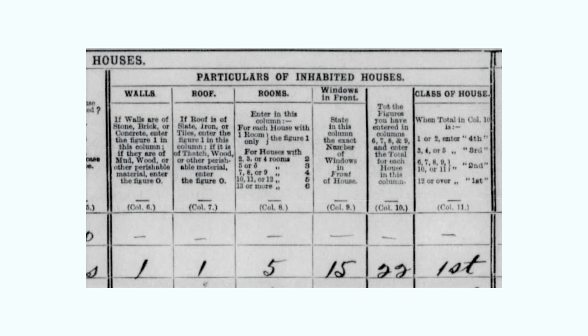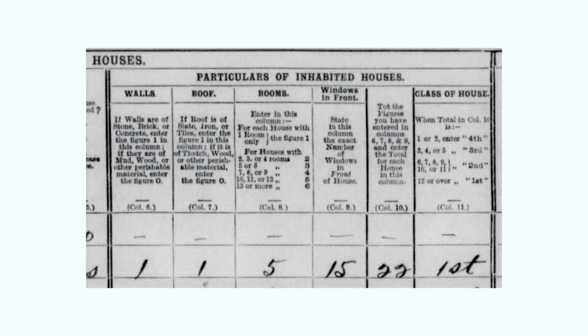The third column quantified how many rooms were in the house. If there was just one room, the enumerator entered the number 1. For 2, 3, or 4 rooms, he entered the number 2. For 5 or 6 rooms, the number 3, and so on, until houses with 13 or more rooms were recorded with the number 6.